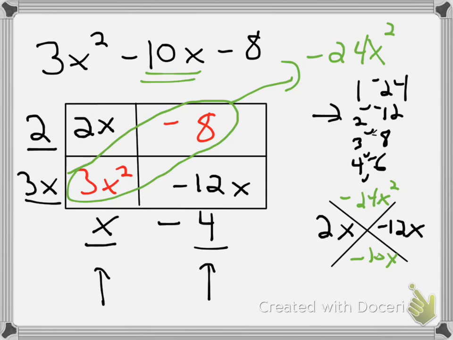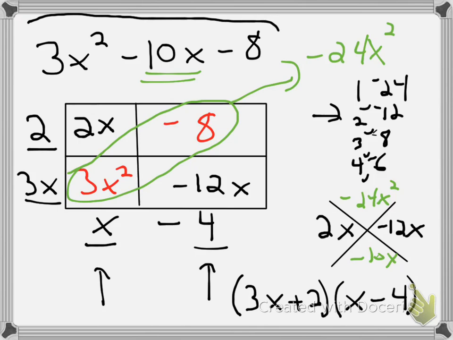And so I now just write my area as a product to get my final answer. On the left side I have 3x plus 2, and on the bottom, sorry, I have x minus 4. And so I now have factored it. I've taken my original quadratic polynomial and I've written it in a new way, right? And that new way is going to be helpful to us when we're working with quadratic functions.